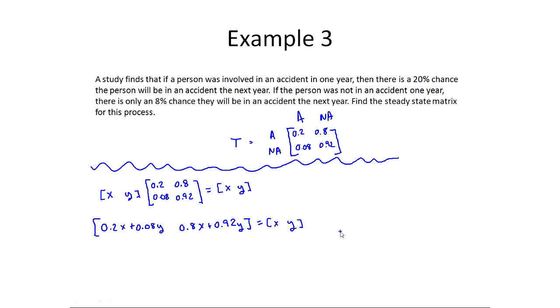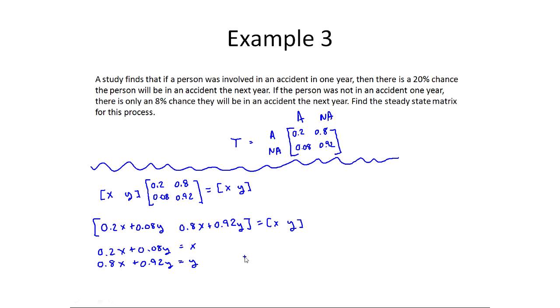Still kind of a strange system. I'm not really sure what to do with this, but if you remember properties of matrices, the only way two matrices can equal each other is if they're the same size, which we do have here, and the entries are the same. In other words, only if 0.2x plus 0.08y, the first entry here, equals the first entry over here. And same idea, the second entry has to equal the second entry. Now I have something to work with.